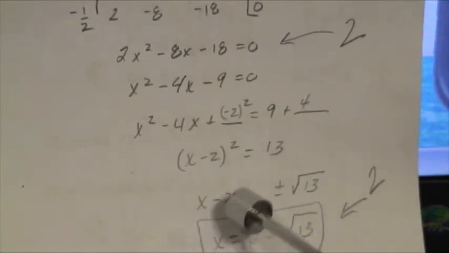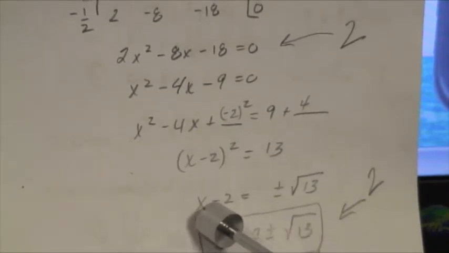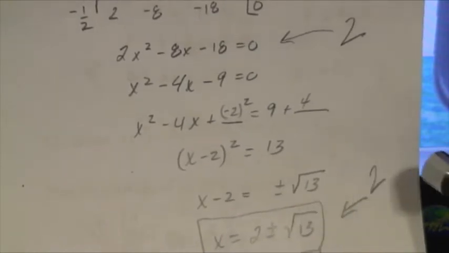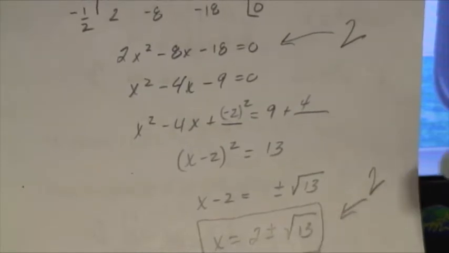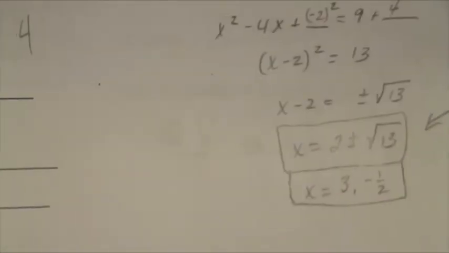2 steps away, take the square root of both sides. I will get x minus 2 equals plus or minus the square root of 13. Add the 2 over to the front of the plus or minus. There's two answers, x equals 2 plus or minus the square root of 13. And the ones from the graph, x equals 3 and -1/2.